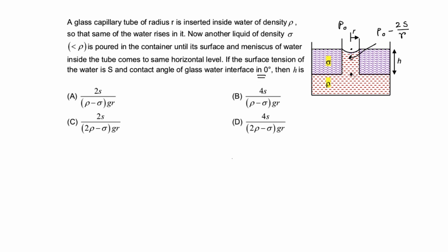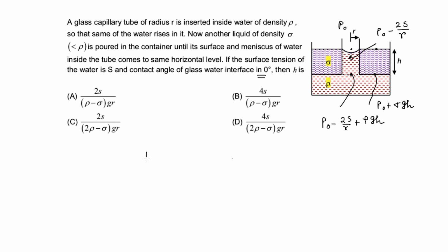And what will be the pressure at this point? The pressure at this point will be P naught minus 2S by r plus rho g h. The height is h, so this is the pressure at this point. Now let us come to this point by this surface. The pressure at this surface is P naught, and the pressure at this point is P naught plus sigma g h.